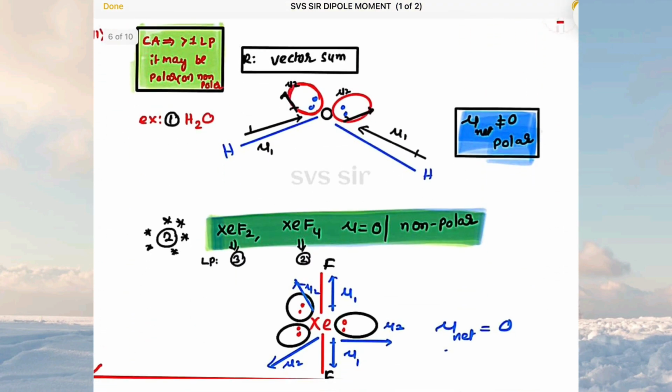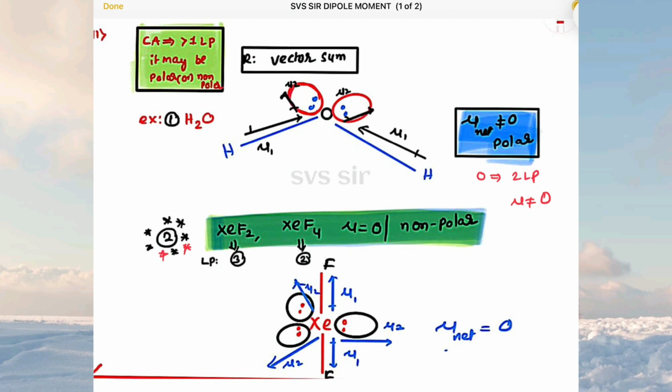For example, if the central atom has a lone pair, it may be polar or non-polar. How do you decide? Based on the vector sum. Here, if you observe very clearly, in water the central atom oxygen has two lone pairs. So that is the reason the dipole moment is not equal to 0. But we have an exception, very, very, very important for competitive exams.